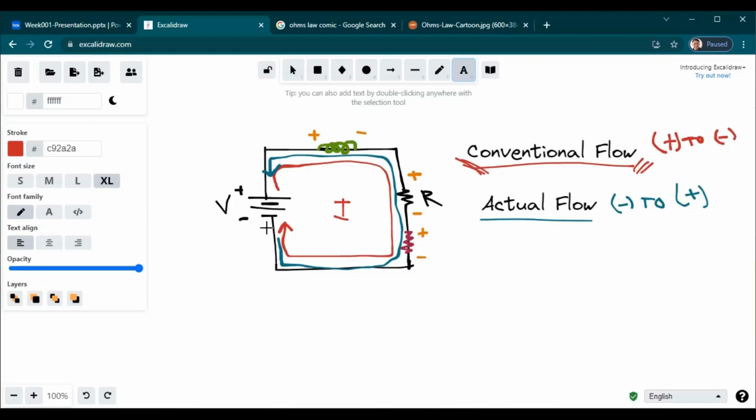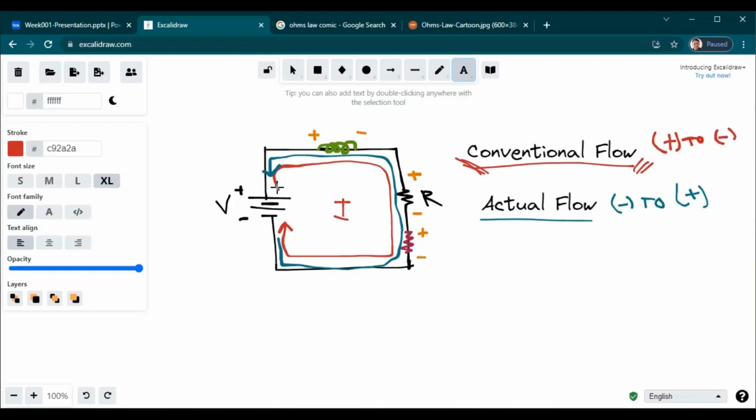But years after that, it was discovered that it is actually the electrons that are moving around the electric circuit. So meaning, it should be flowing from negative to positive since it is actually the electrons that are moving, as we've discussed, charges. Okay? Then why don't they abandon conventional flow and change everything to actual flow?